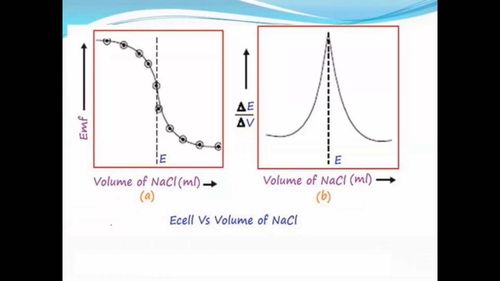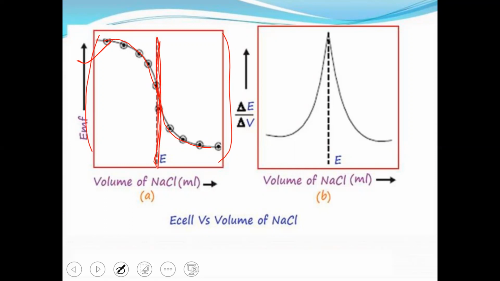After completion of this potentiometric titration, we can draw a graph between the EMF values and the volume of the NaCl. Then we can get this type of graph. See this one, this is a graph between the EMF value versus the volume of NaCl. So it gradually decreases. Here this is the equilibrium point, and this indicates the end point.